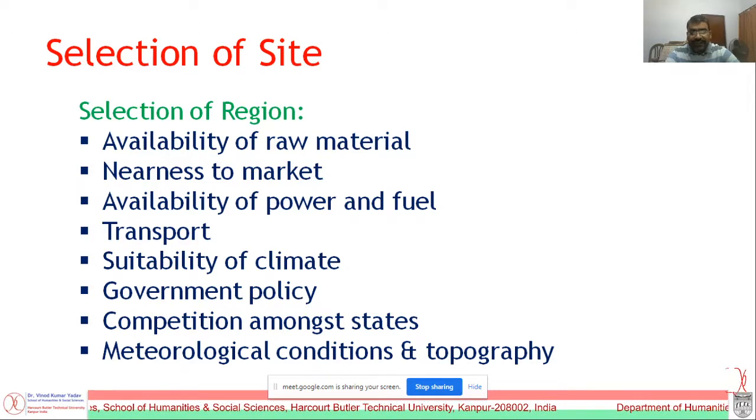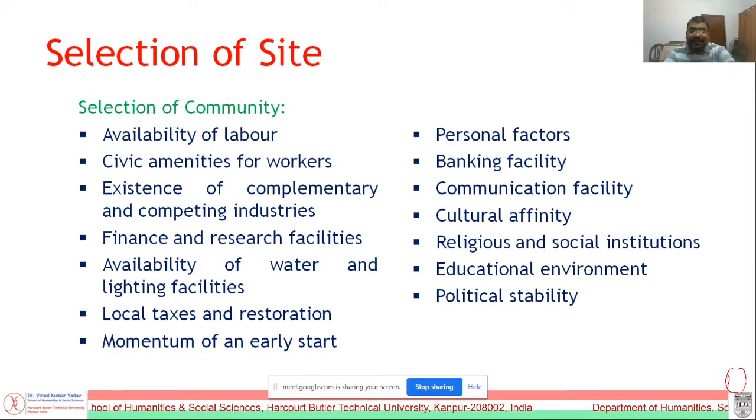So the location of region is very important. At the same time, when you talk about selection of community for your business location, it is very important, because whether labor is available or not matters.